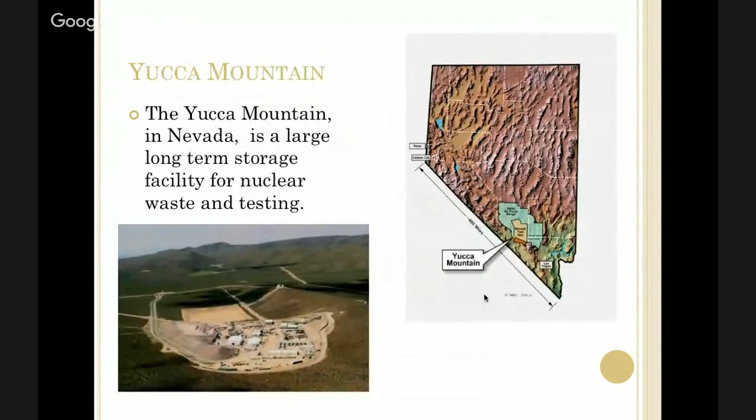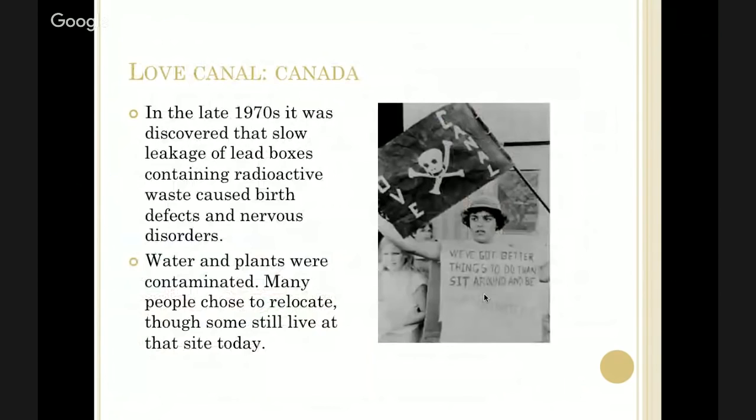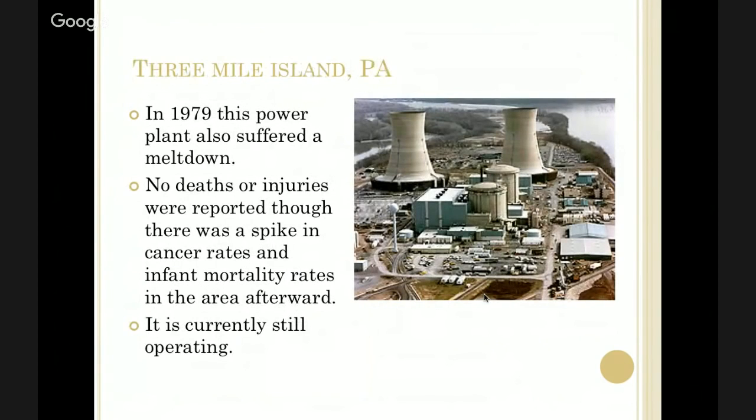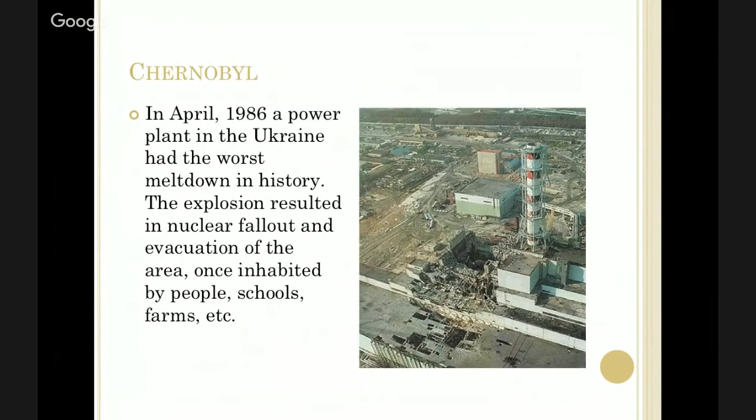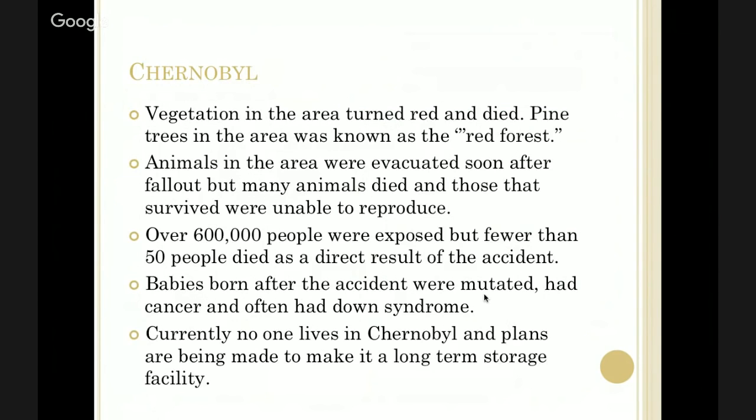One of the biggest places that we store them is Yucca Mountain. That came up on an old exam. And some other things that might have happened is that if we don't store them properly, it can leak into our groundwater, which happened in Canada, and people got sick. We can have meltdowns at our reactors, which happened at Three Mile Island, Pennsylvania. We can have huge meltdowns like Chernobyl, killing people and killing vegetation and resulting in us having to leave that area and having nobody live there anymore.